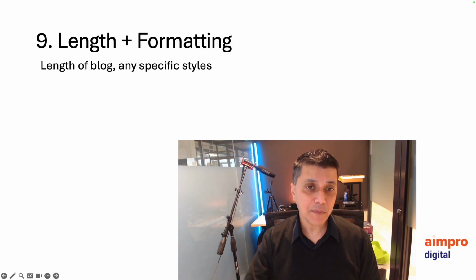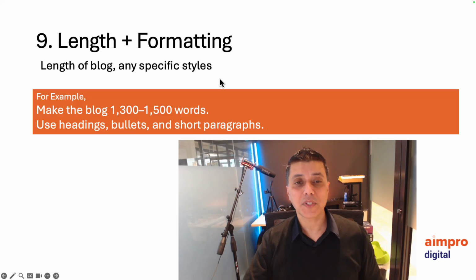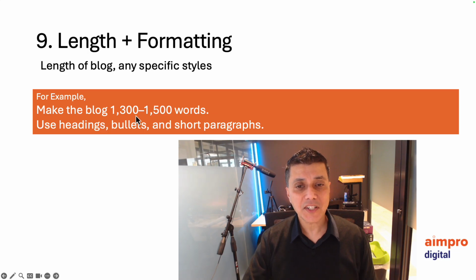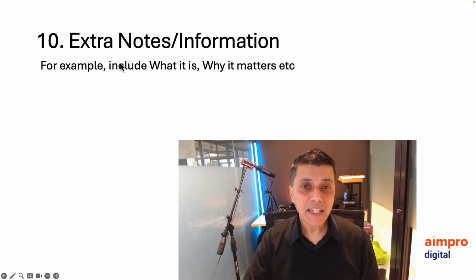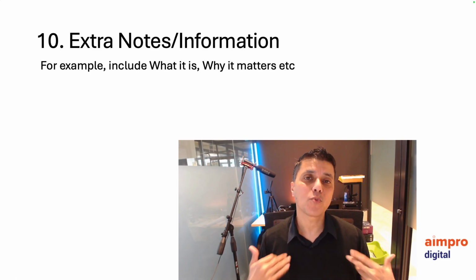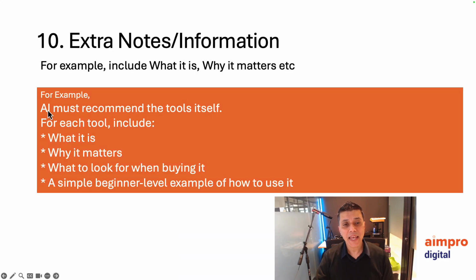The 9th step is the length and the formatting. So the length of the blog and any specific styles that you want ChatGPT to use. For example, make the blog 1300 to 1500 words, use headings, bullet points, and short paragraphs. Point number 10, extra notes. If you want to give it some more information about what you want the blog to include, then include it here. For example, AI must recommend the tools itself.